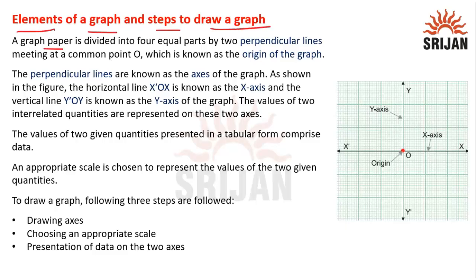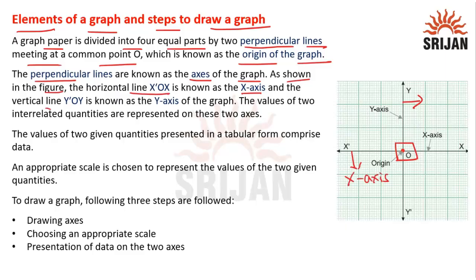A graph paper is divided into four equal parts by two perpendicular lines meeting at a common point O, which is known as origin of the graph. So this is the origin of the graph. The perpendicular lines are known as the axis of the graph. So this is an axis, as well as this is also an axis. As shown in the figure, the horizontal line x-OX is known as x-axis. So this is the x-axis, and the vertical line y-OY is known as the y-axis. So this is the y-axis.